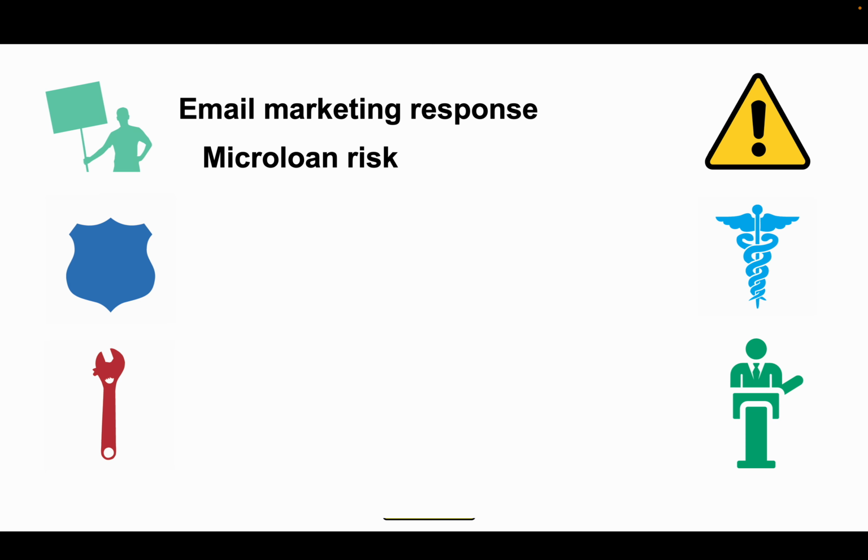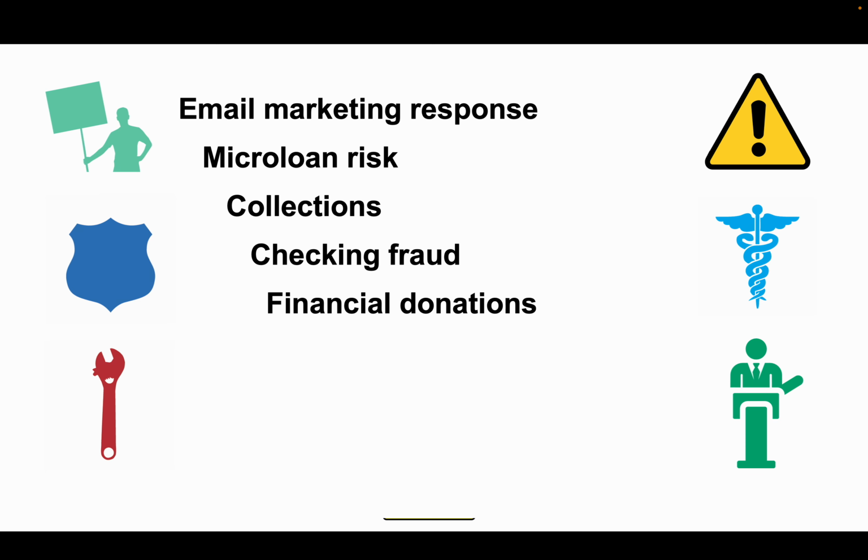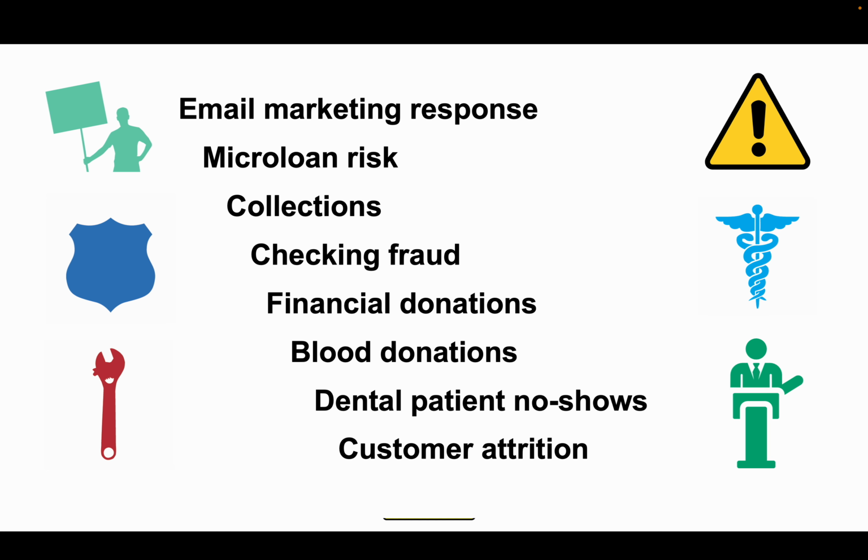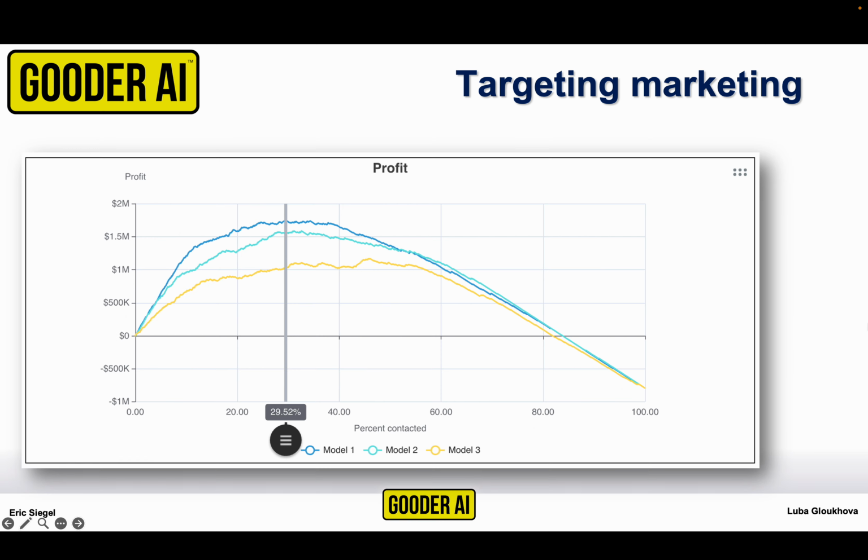Misinformation detection. So this is very horizontal, just as machine learning in general. We've had users of Gooder AI at companies applying predictive AI across a wide range of sectors, a wide range of use cases of machine learning, of predictive AI: microloan risk, checking fraud, churn modeling to target customer retention, healthcare patient no-shows, etc. So that's your introduction to profit curves.